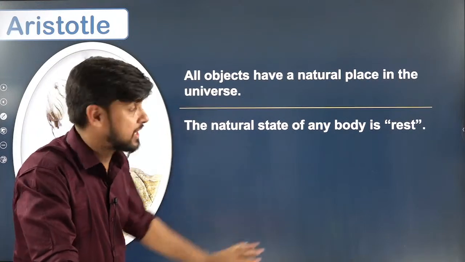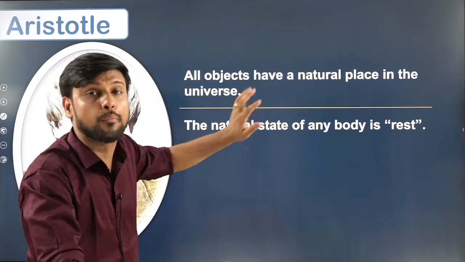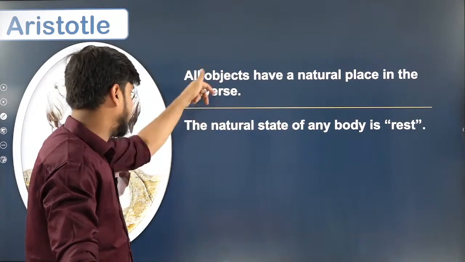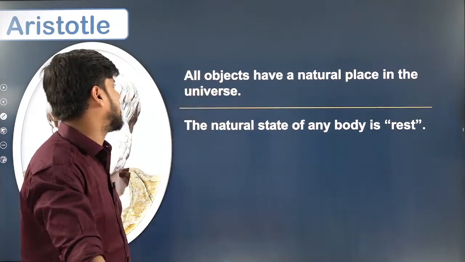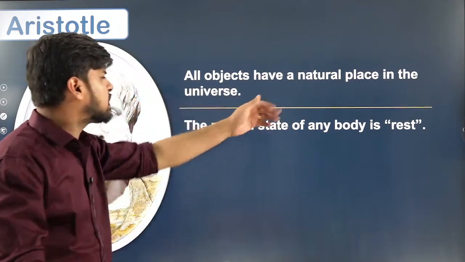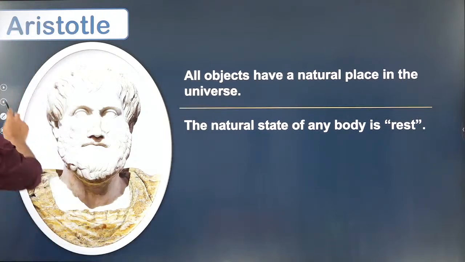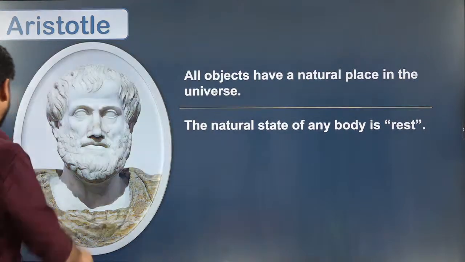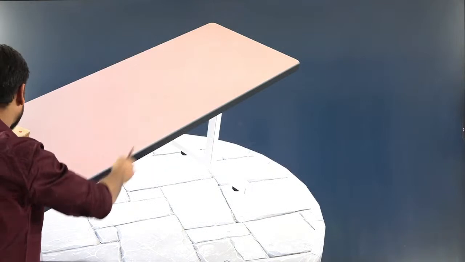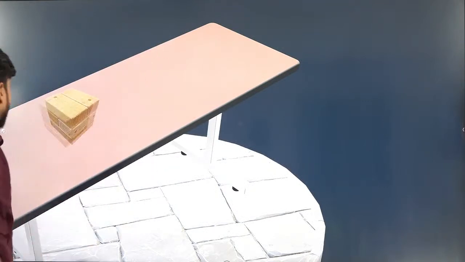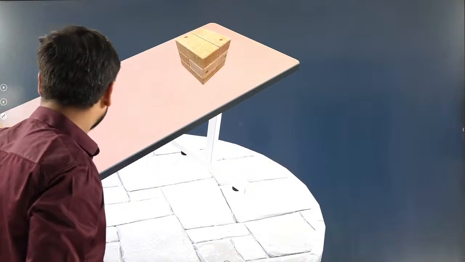100% correct, but yes, he also had observed the same type of things, and on the basis of observation he said all the objects have a natural place in the universe, and the natural state of any body is rest. Natural state of any body is what? Rest. Yes.